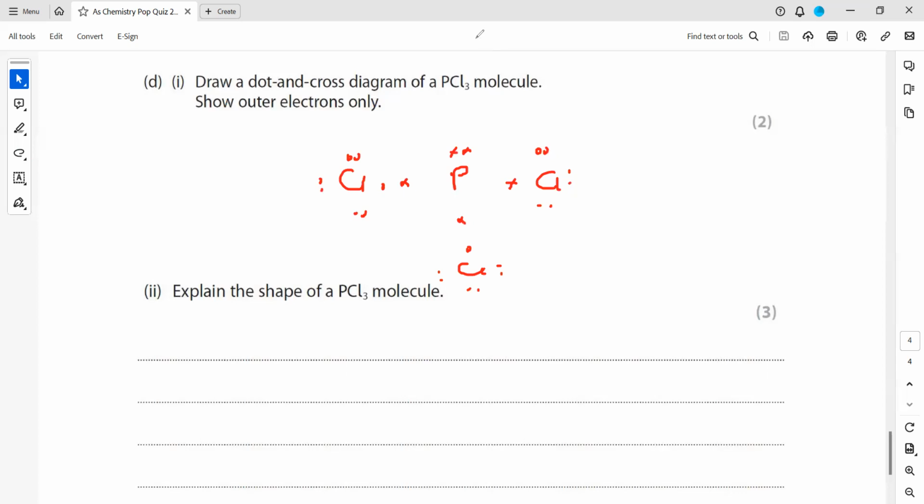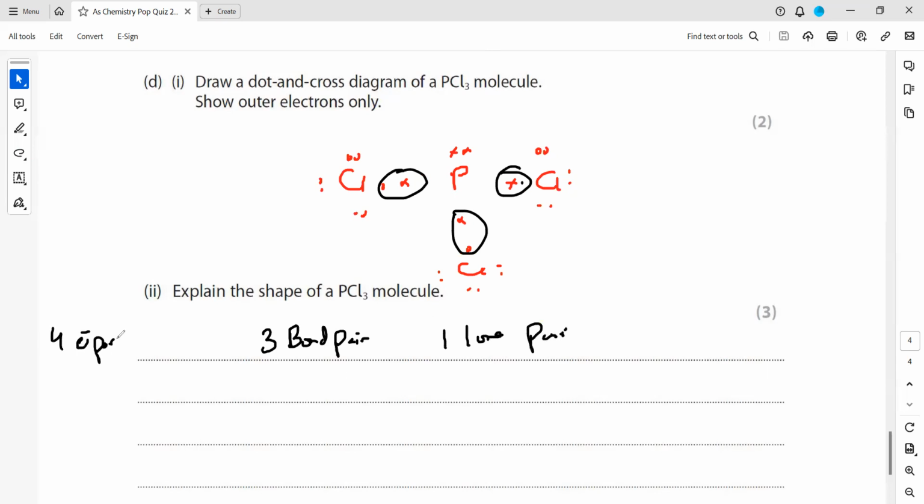Then, predicting the shape, how can we predict the shape? How many bond pairs are there? 1 bond pair, 2 bond pairs, 3 bond pairs. So there are 3 bond pairs and there is 1 lone pair. And in total, how many pairs are there? There are 4 electron pairs. Out of 4, 3 of them are bond pairs and 1 is the lone pair.